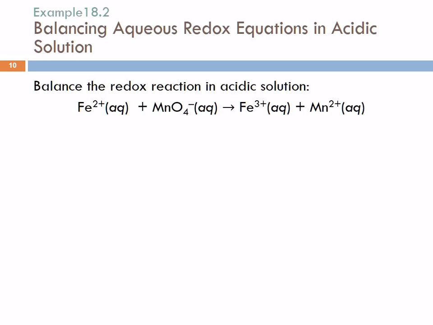Let's look at this one. This one's a little more complicated. If you try to balance this one by inspection, here you've got oxygen on the reactant side, and there's no oxygen on the product side. So that becomes an immediate problem of what to do.